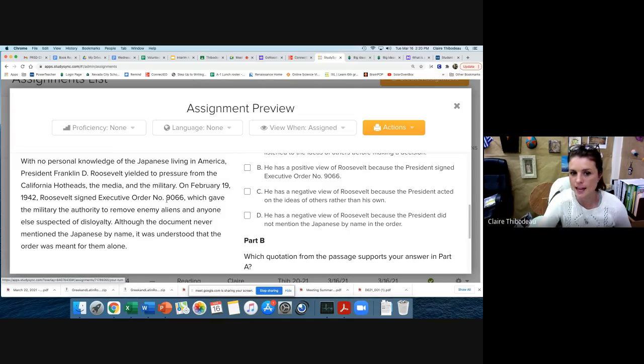I would say that these are most likely, you first have to decide, is it positive or negative? So think of the words like hothead, yielded to pressure, no personal knowledge of the Japanese. So is he creating a positive image or a negative image? Once you narrow it down to either positive or negative, which one is most supported by the text? Okay. So I want you guys to think about that. If it's positive or negative view of Roosevelt, and then which one is supported by the text.